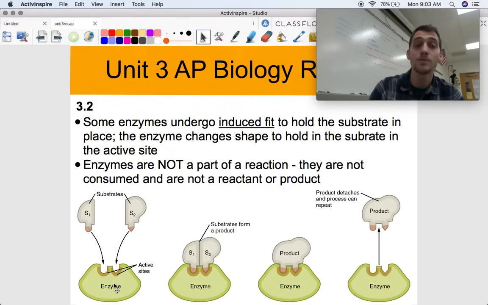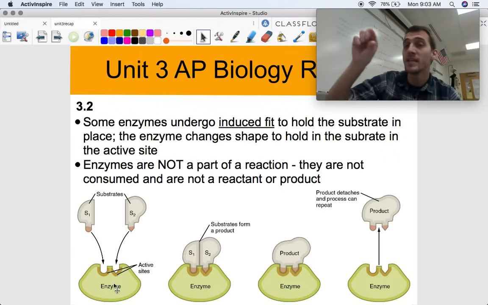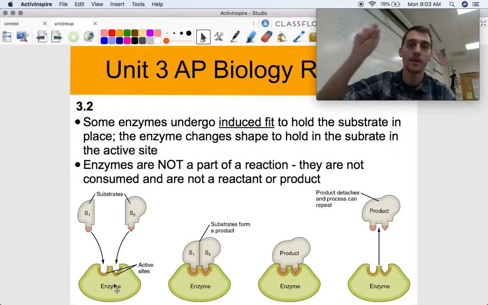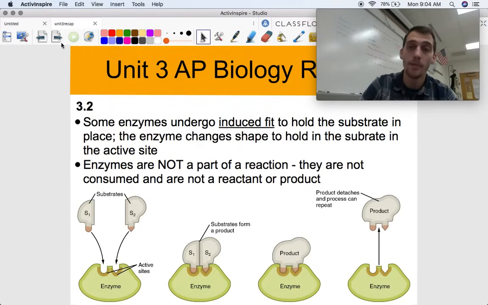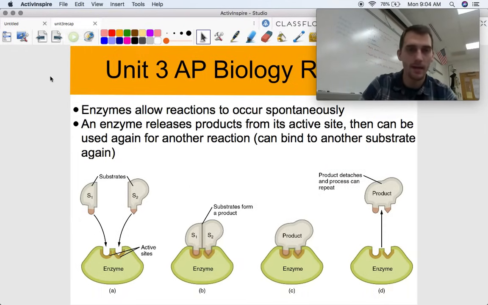As I put here, enzymes are not part of the reaction, they are not consumed, and they are not a reactant or product. Okay, so when you're writing a chemical equation, you usually put the name of the enzyme over the arrow, between the reactants and products. You put it over the arrow, and that shows what enzyme is mediating that reaction. Enzymes allow reactions to occur spontaneously, meaning basically they happen on their own.